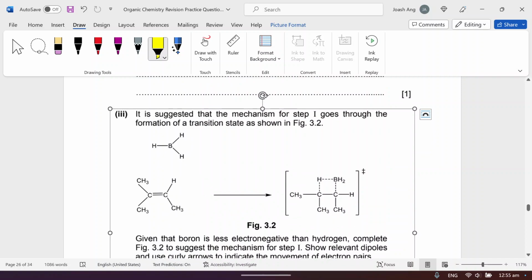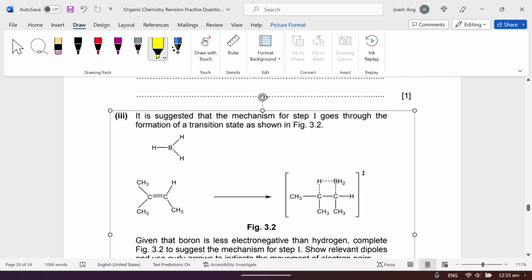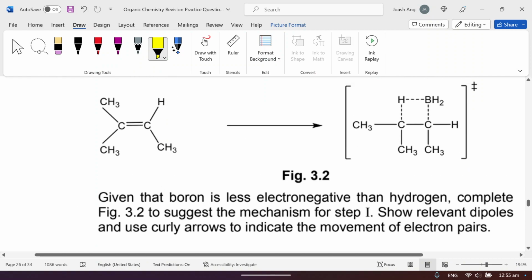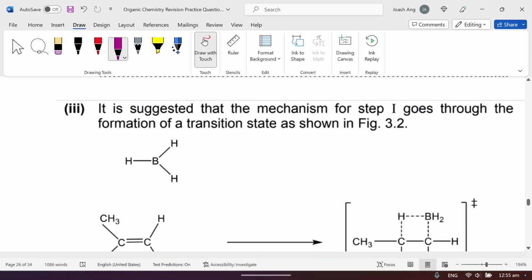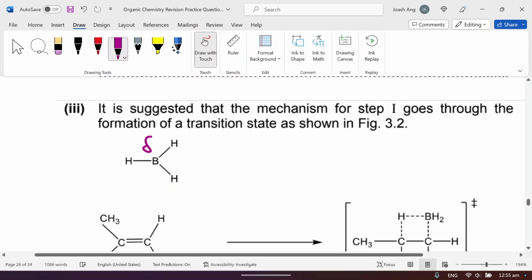is the mechanism. In this case, don't worry, electron rich goes to electron poor. Boron is less electronegative than hydrogen. Given it's less electronegative than hydrogen, we will be able to assign our partial positive and partial negative charges. The partial positive is here. Okay, let me use a lighter color. Partial positive here and partial negative here.